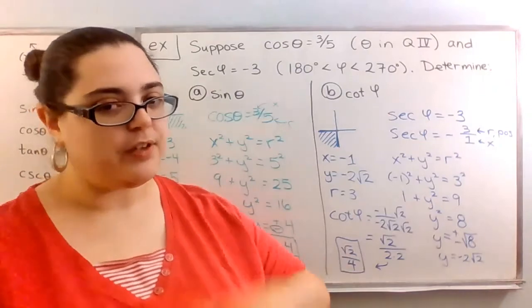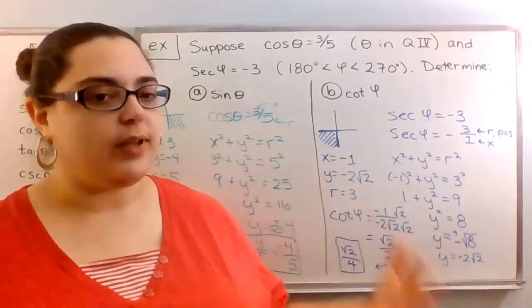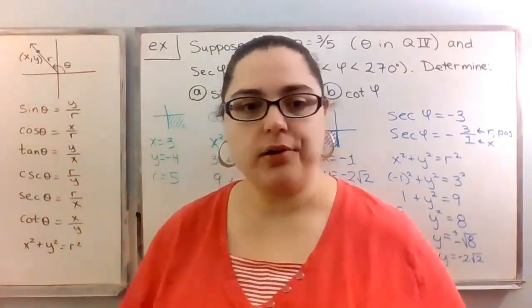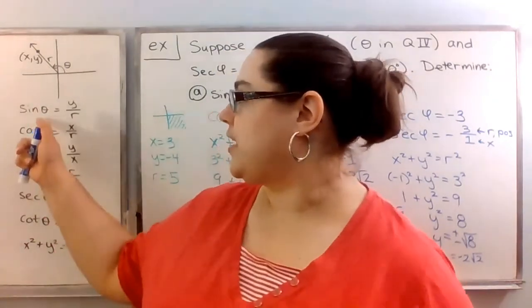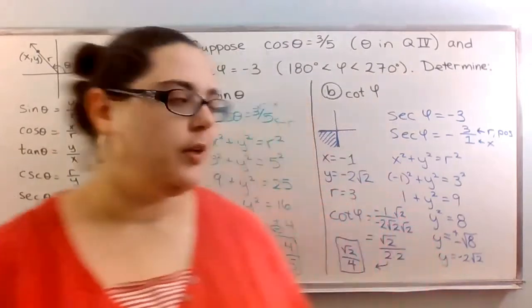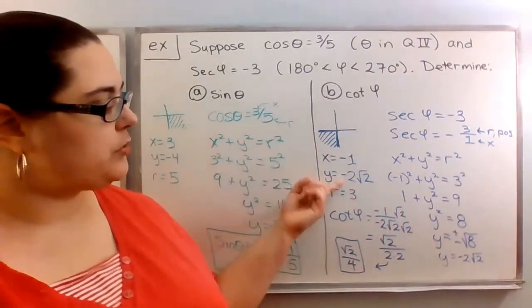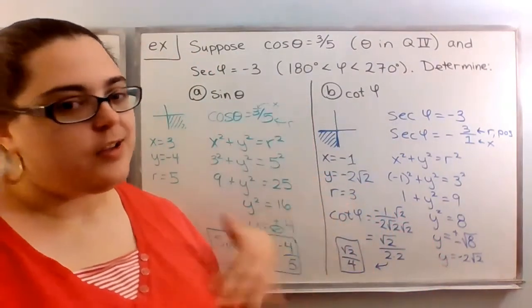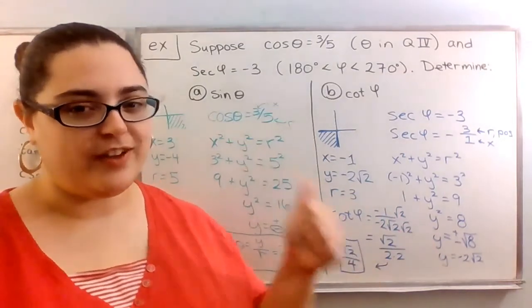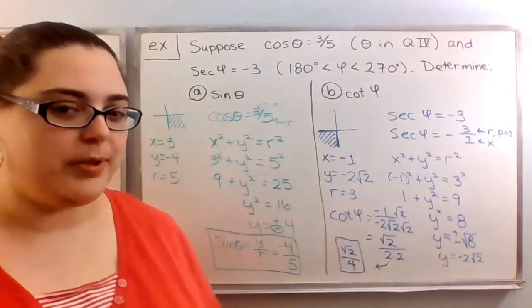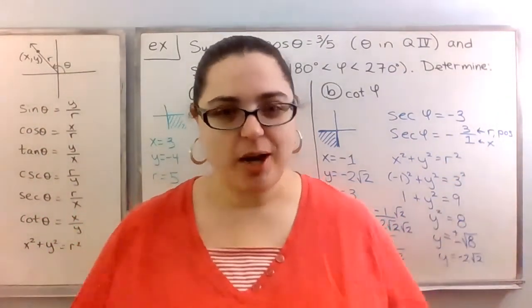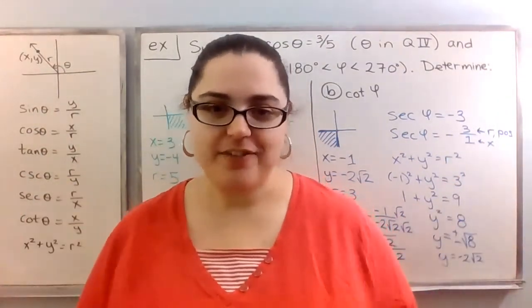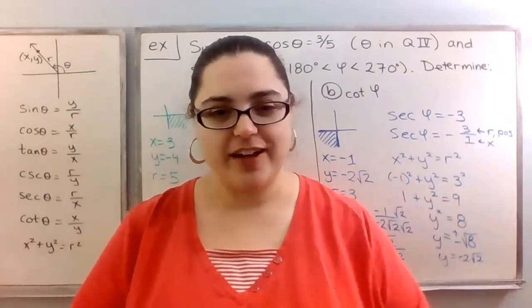And you can do this really for any trig value, right? So if I needed to know, for example, sine of phi, well, I know that sine is y over r. So I would have -2√2 over 3. So once you find x, y, and r, you found the keys to solving these problems. So that's going to be it for this video. Just a couple of examples of applying our trig definitions to find these trig values.